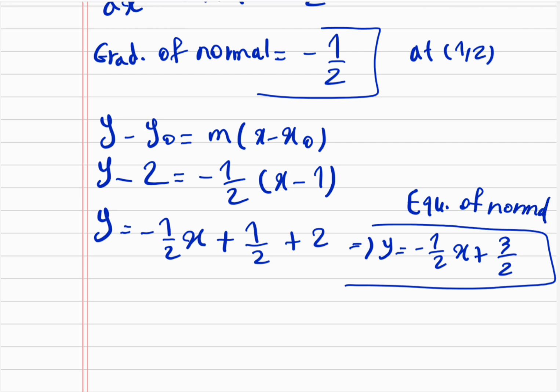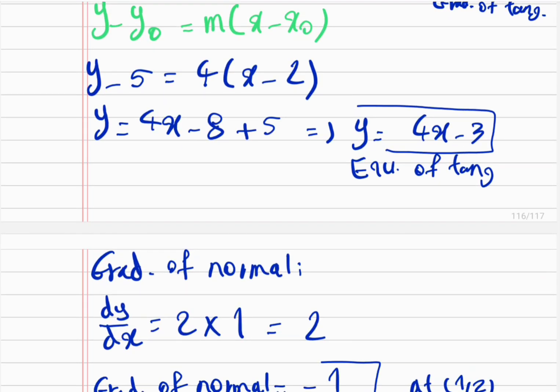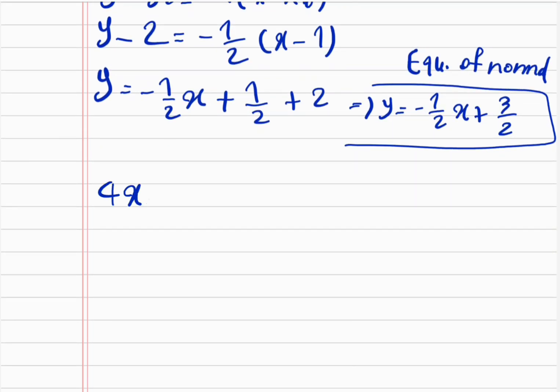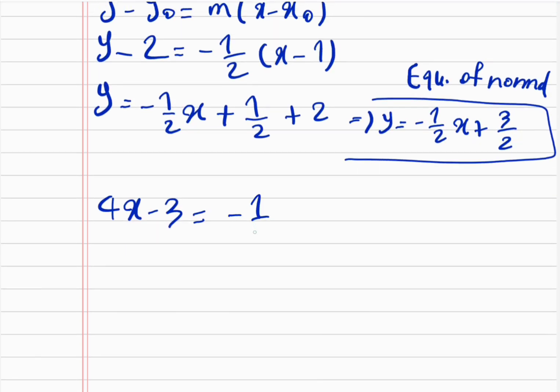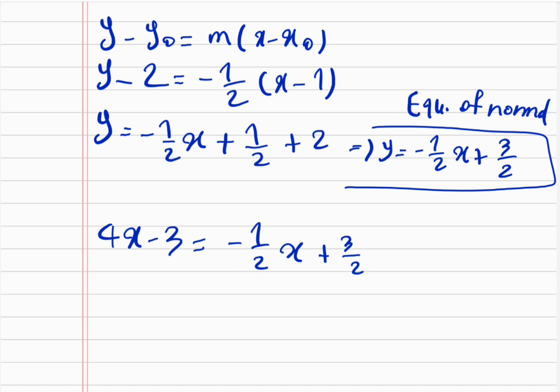Right. Now we want to find the point of intersection. So we just need to set these two equations equal to each other. So we say 4x minus 3, which comes from the equation of the tangent, is equal to minus a half x plus 3 over 2, which comes from the equation of the normal. I just made a calculation error here, because a half plus 2 is actually 5 over 2. Sorry about that. So here it is 5, and here it is also 5.